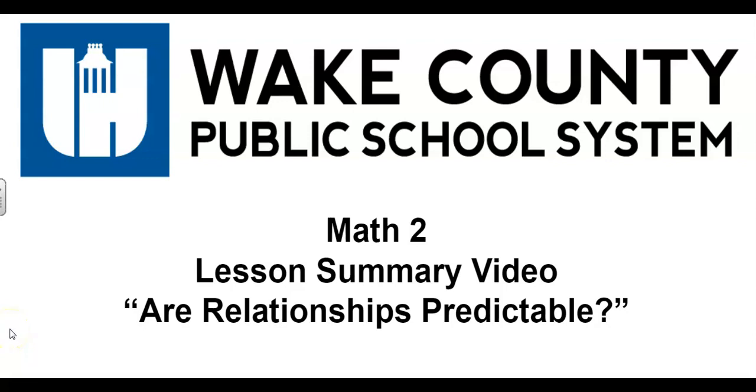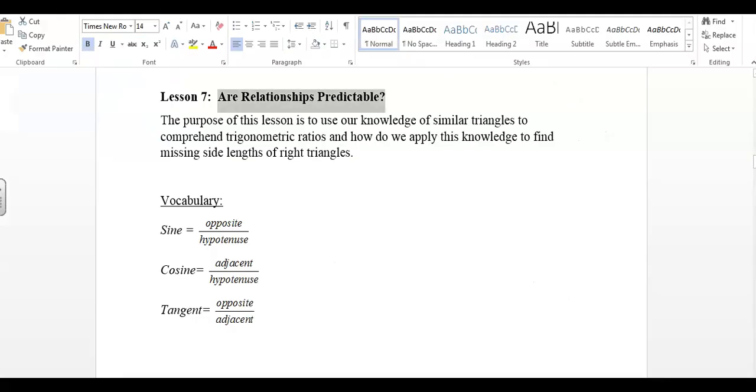This is the Math 2 lesson summary video for the lesson entitled, Are Relationships Predictable? In this first lesson on trigonometry, the purpose of the lesson is to use our knowledge of similar triangles to comprehend trigonometric ratios, and then apply this knowledge to find missing side lengths in right triangles.